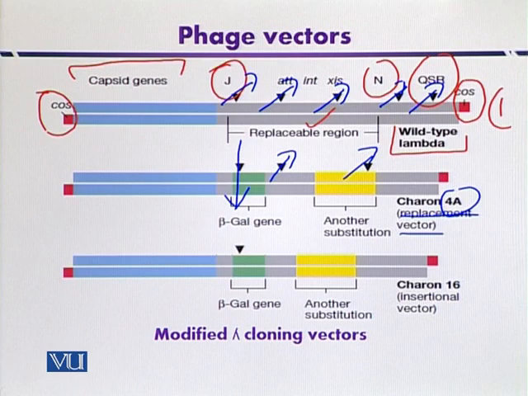The third type is called Charon 16. It contains only one restriction site within the gene of beta Gal, and here the DNA fragment is inserted. When the DNA fragment is inserted, its expression is lost, and it is called an insertional vector because we are inserting the foreign DNA but not removing any part of Charon 16. So that's why it is called an insertional vector.